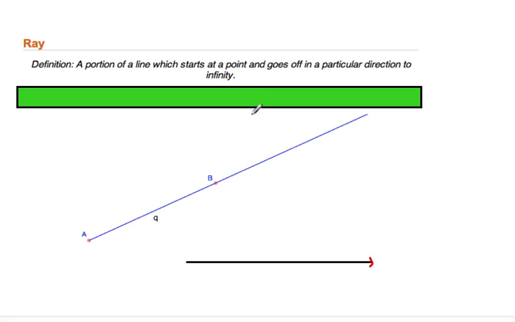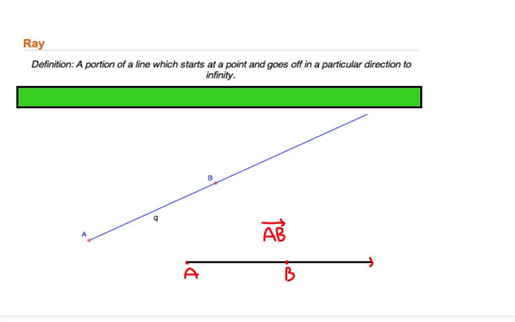Now I have a ray that starts at A and continues on. I could also put another starting point on my line segment right here. And if I want to put the dots there. Here I have a ray AB, which would be written like this to indicate that it goes on and on.